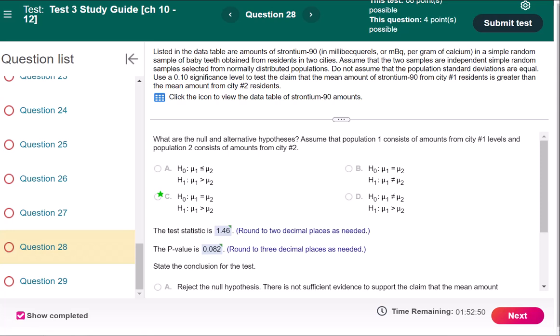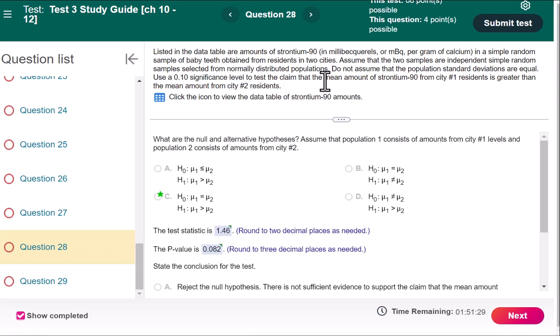Next question. Listed in the data table are amounts of strontium 90 in a simple random sample of baby teeth obtained from residents in two cities. Assume that the two samples are independent. That means this is a two-sample t-test once he says the samples are independent. Selected from normally distributed populations. Do not assume population standard deviations are equal. That means pooled is no. When he says do not assume population standard deviations are equal, then pooled is no.